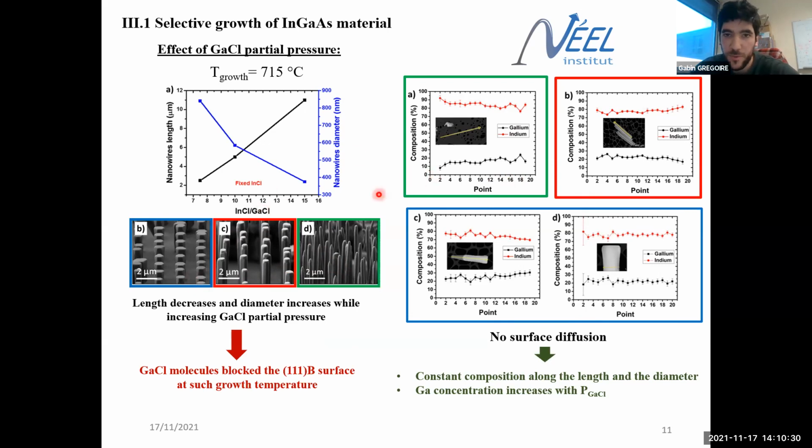Concerning their composition, we can see that the composition is constant along the nanowire, and that by increasing the gallium chloride partial pressure, we can tune the composition from 15% to 25% gallium concentration. And the fact that the composition is constant along the nanowire is also due to the fact that in HVPE, the surface diffusion is negligible compared to MOVPE and MBE. So this result is quite interesting.